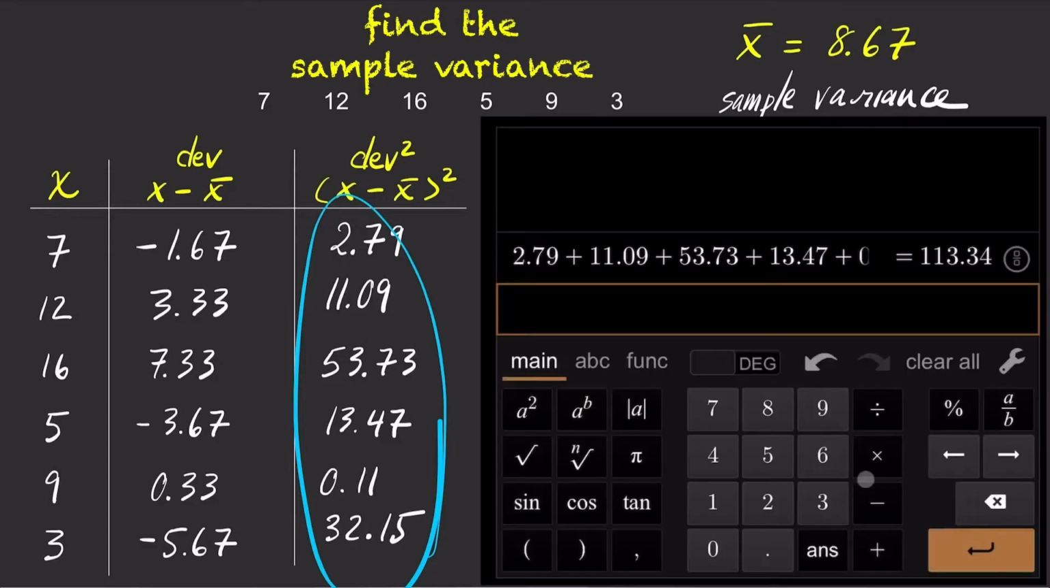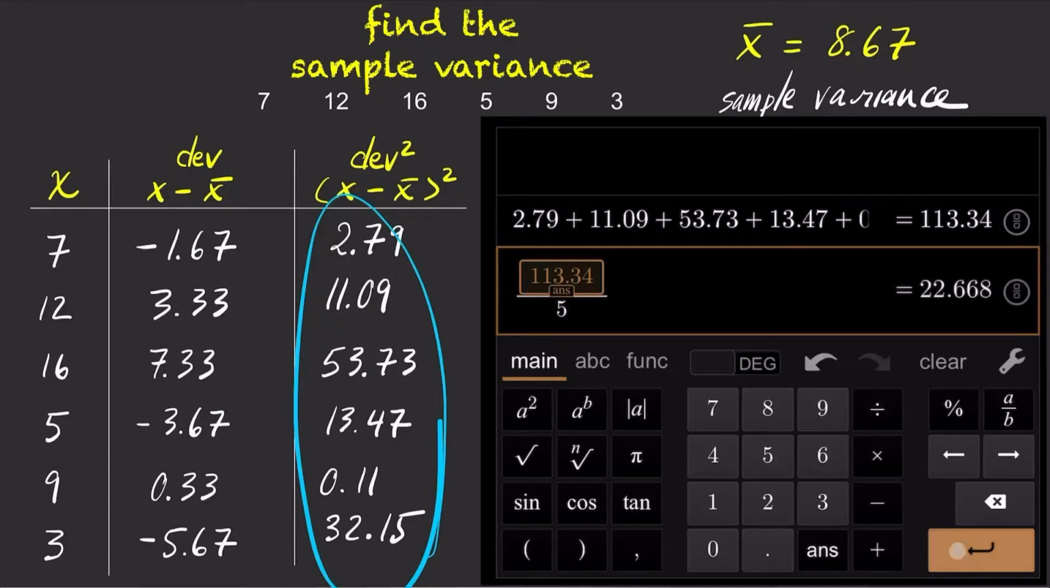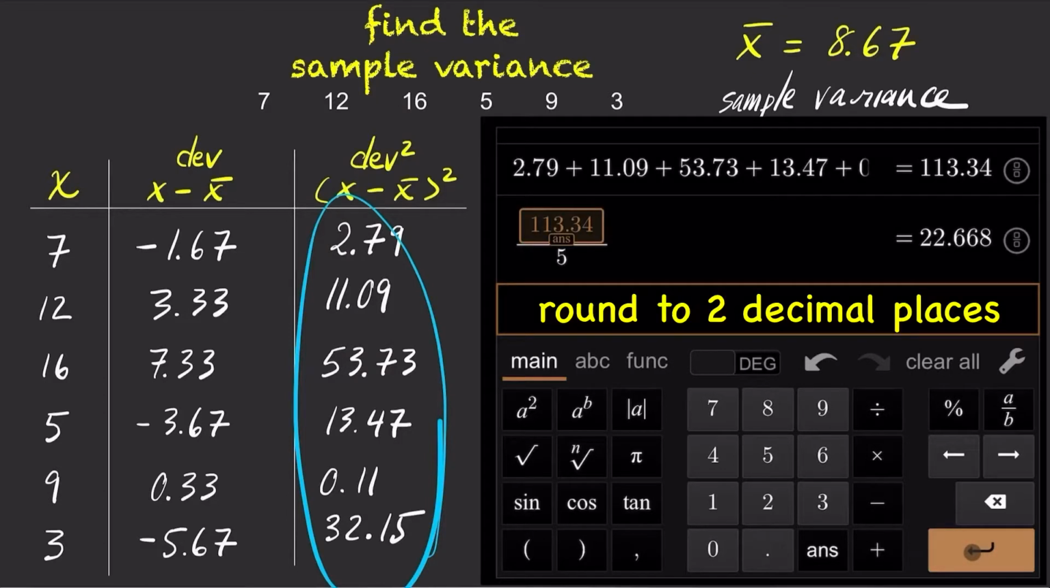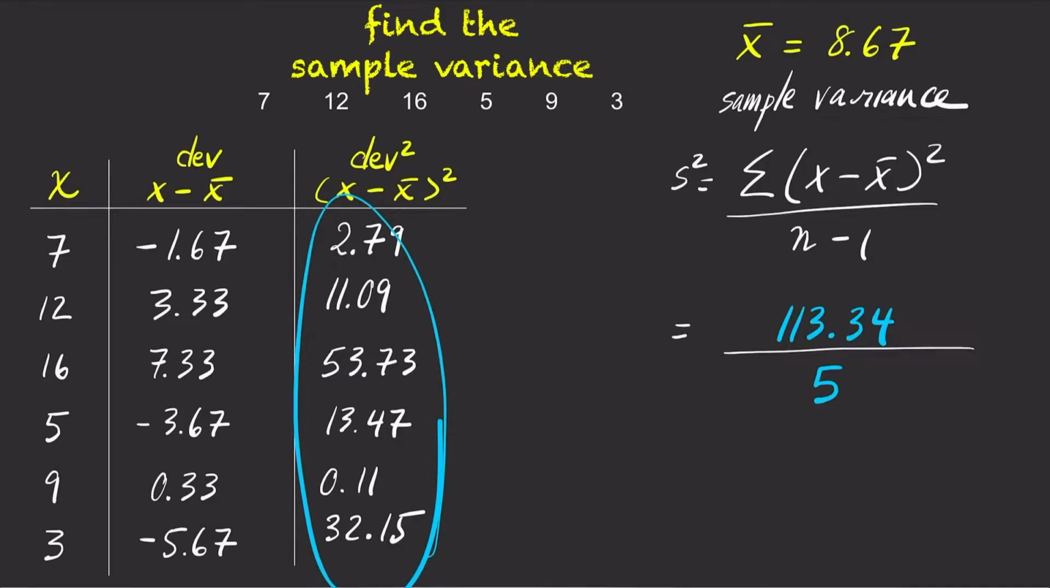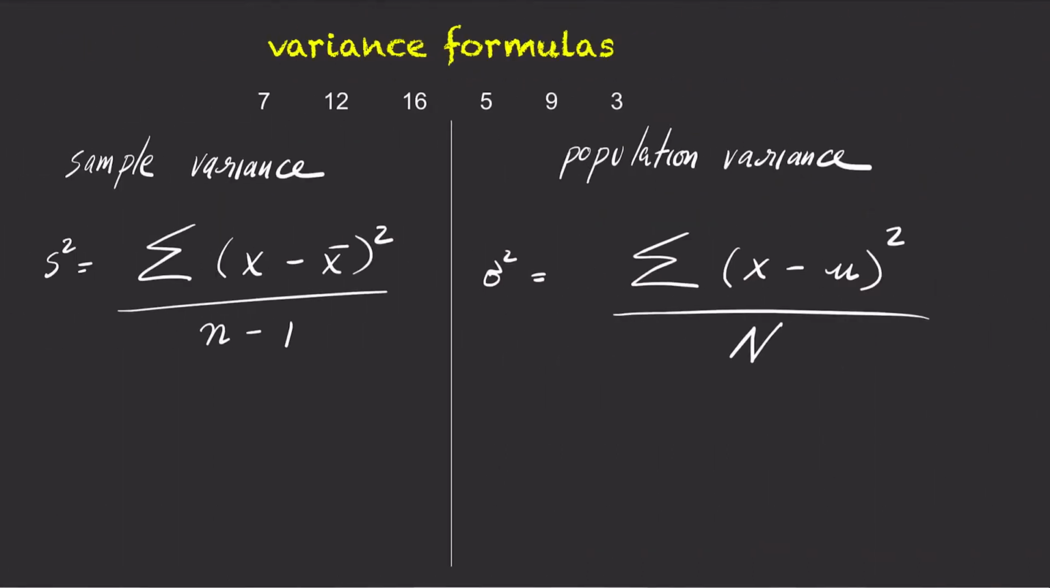So, take 113.34 divided by 5, and the answer is 22.67. So, S squared equals 22.67. In other words, the sample variance is 22.67. Once we have the variance, the standard deviation is really easy to find.